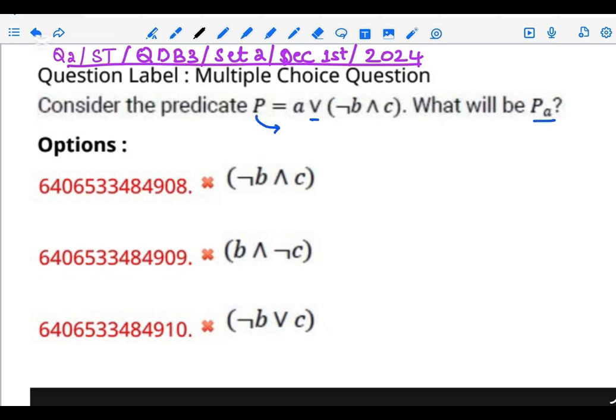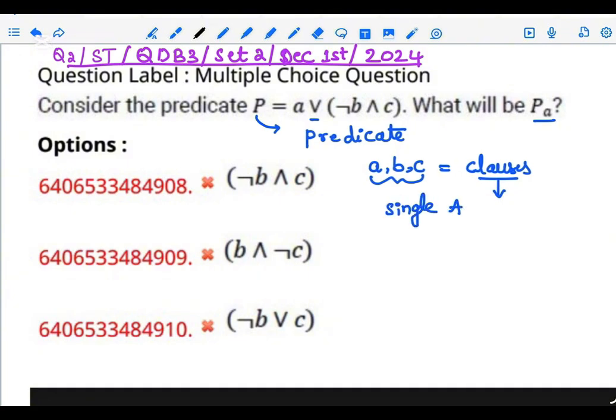P is the predicate. So there are three variables, right? A, B, C are the clauses. A clause is a single atomic Boolean expression.